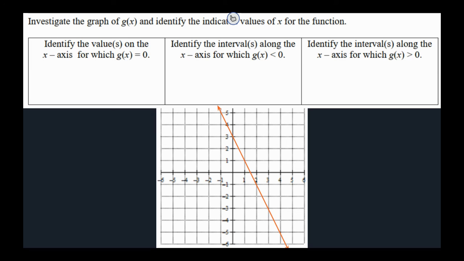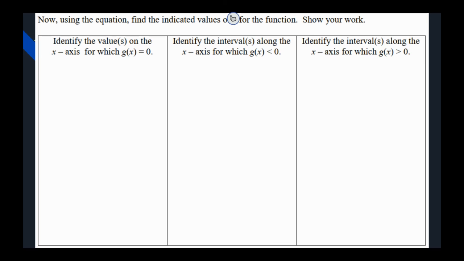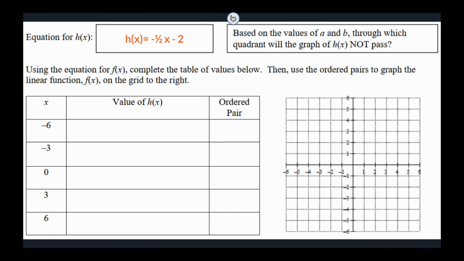Okay, what x value does g of x equal 0? 1.5. And it's less than 0 from 1.5 to infinity? And it's greater than 0 from negative infinity up to 1.5. Did you get the same thing when you worked it out this way? Yes? Okay. If you haven't already, go ahead and do the same thing for h of x. Give me about 5 more minutes.